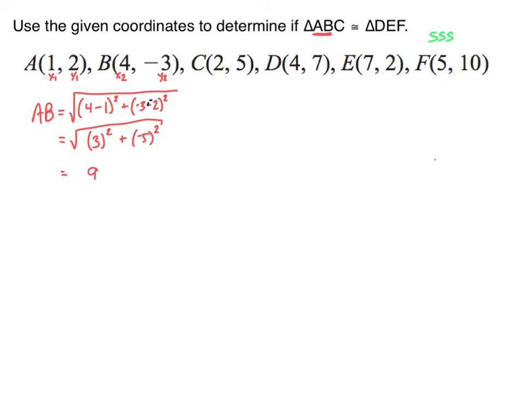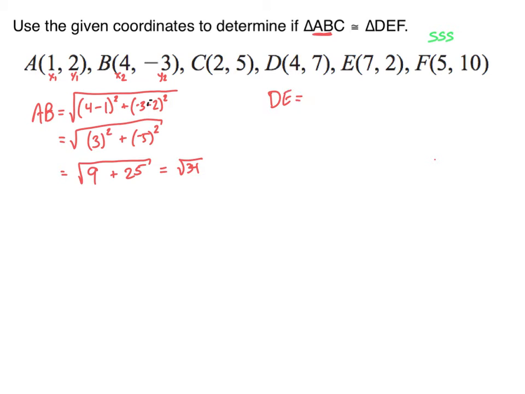3 squared will be 9. Now negative 5 multiplied by negative 5 will be a positive 25. Remember, the two numbers underneath the radical that you add together will always be positive. And that's going to equal the square root of 34. I could turn that into a decimal if I wanted to, but I'm going to leave it as that, because if I get exactly the square root of 34, I know I'm good.